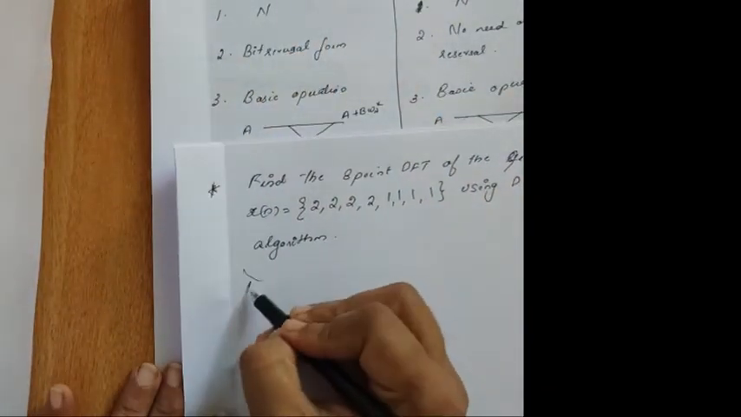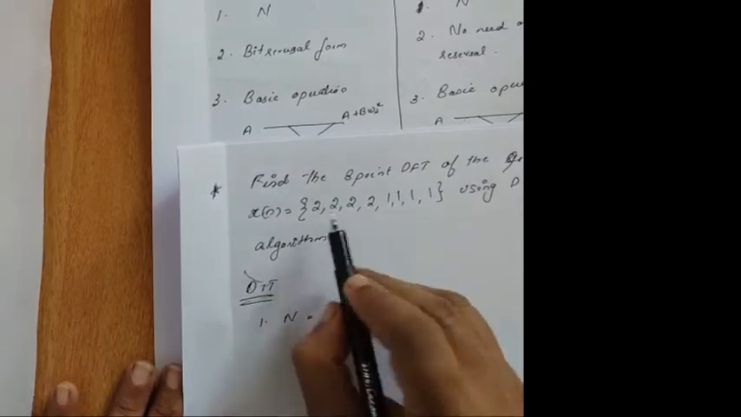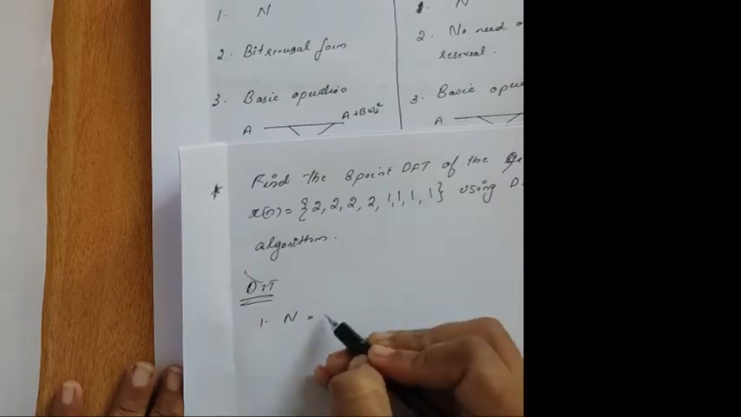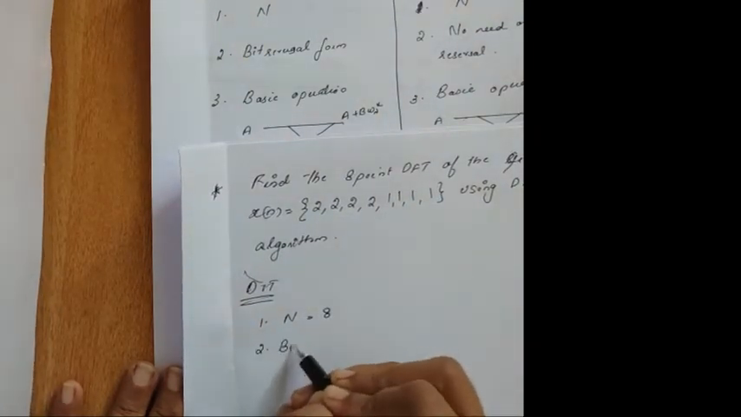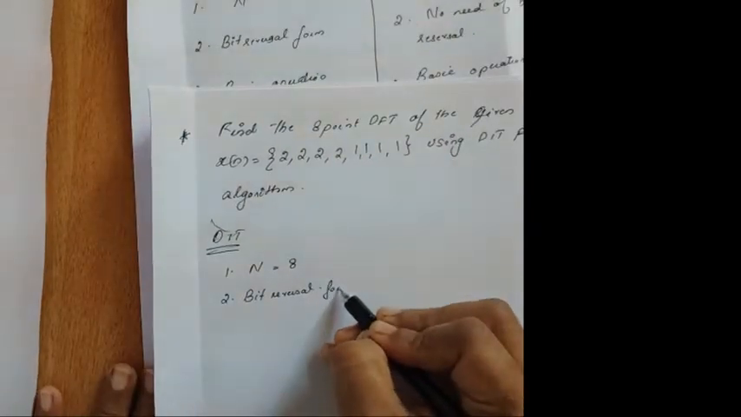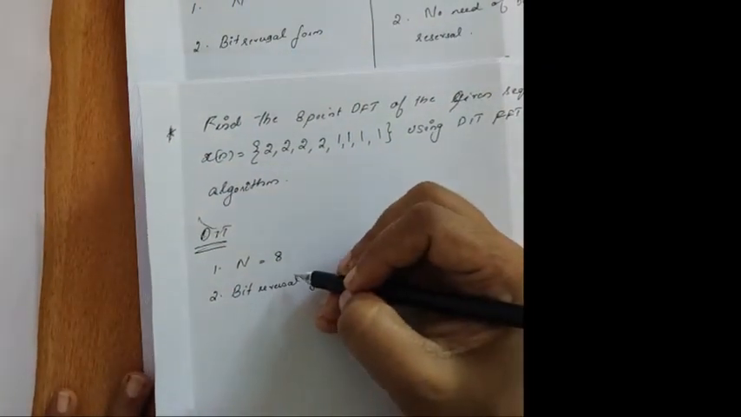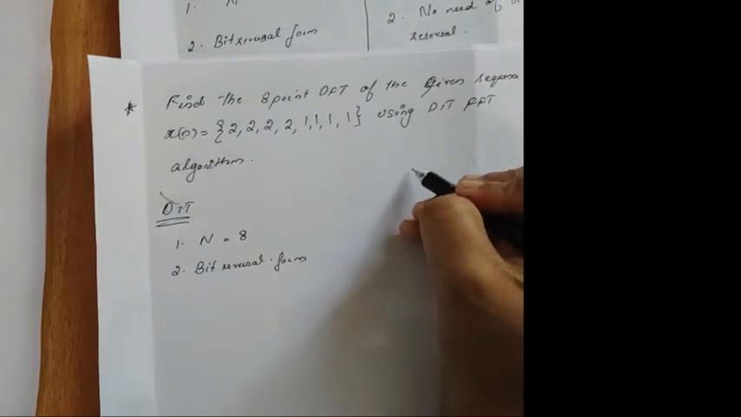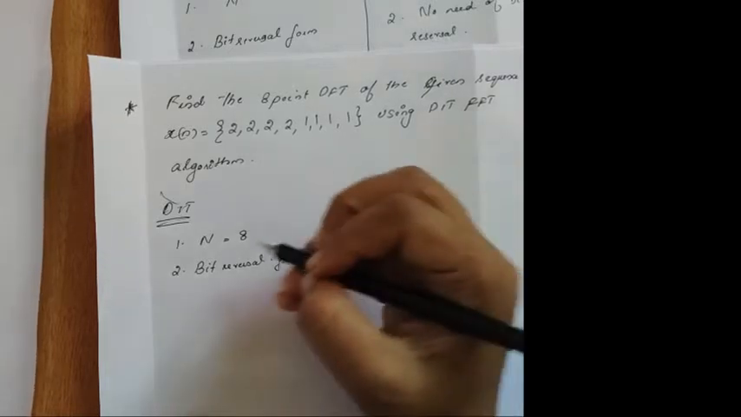So first, you have to find what is N. You're going for DIT, so first point, you have to find what is your N. N is nothing but the 8-point sequence, so 8. Second, you need to do your bit reversal form. What does bit reversal mean? 8 is 3-bit data. You know in digital electronics, you need a 3-bit value to obtain 8.